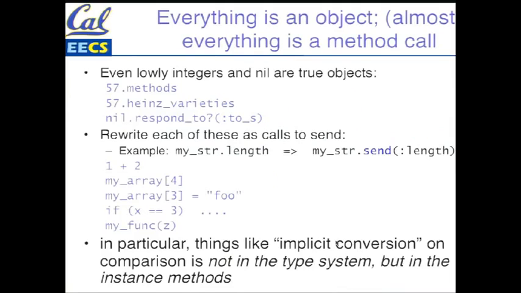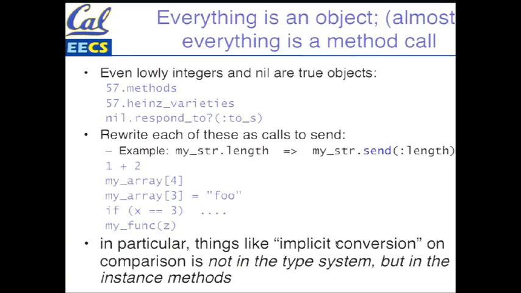That means that you can ask an integer like 57 what methods it responds to. 57.methods will actually return a list of all of the things 57 could do if you asked it to. Heinz varieties isn't one of them, but I was trying to make a joke there. Probably your grandparents would have got that joke.